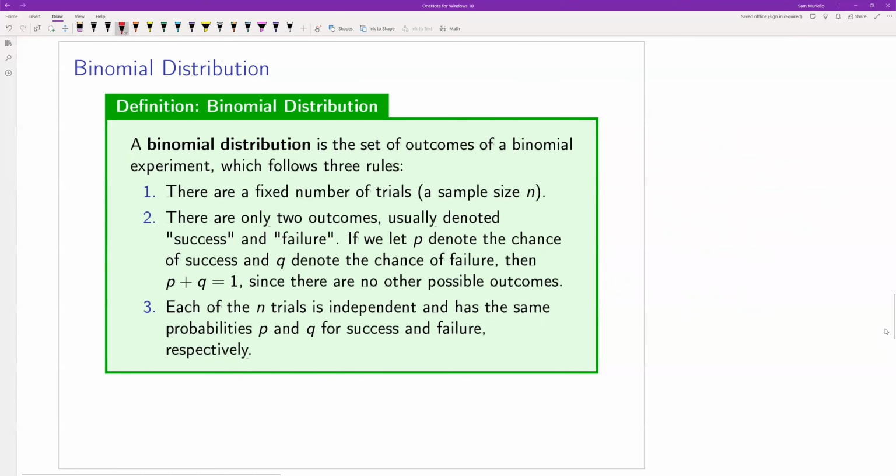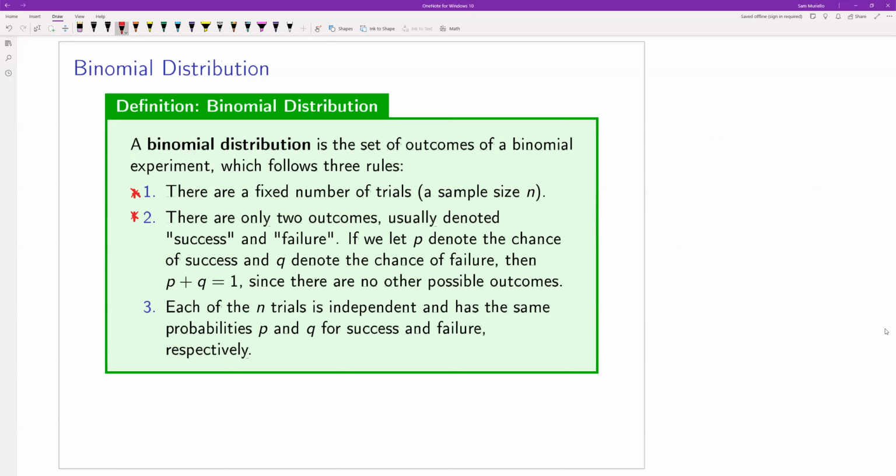We take the experiment and we do it a fixed number of times. We've got our sample size. We've been calling that n. We'll keep calling it n. We've got the two outcomes, which is the success and failure. We're going to let p be the chance of success and q be the chance of failure.